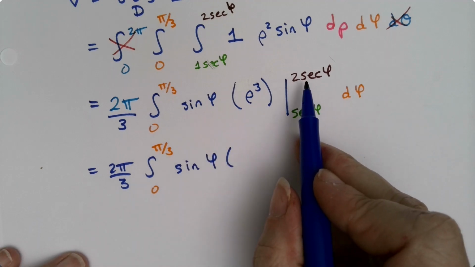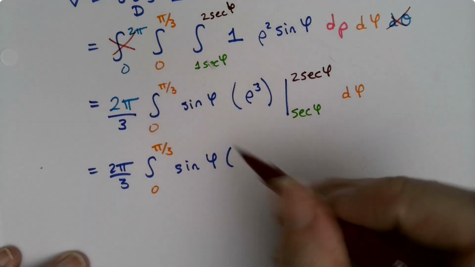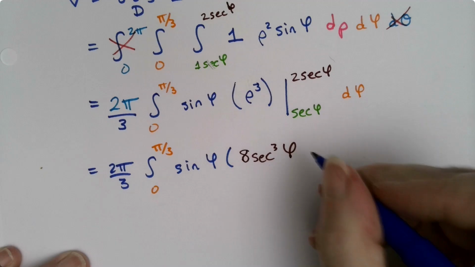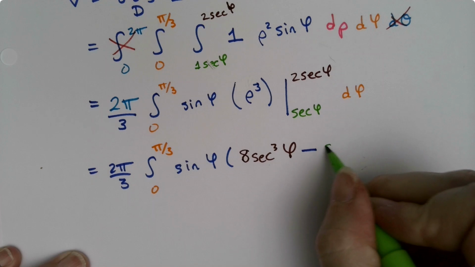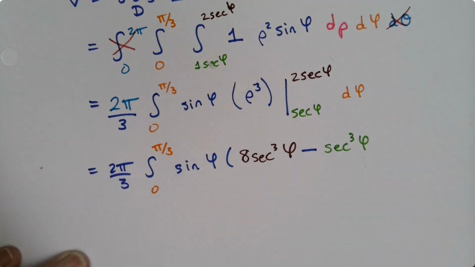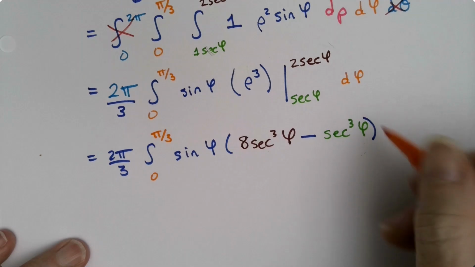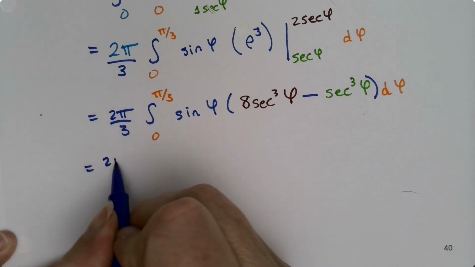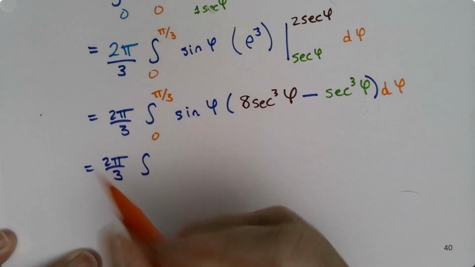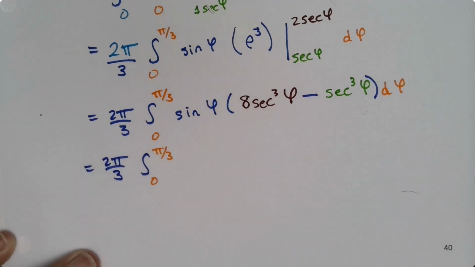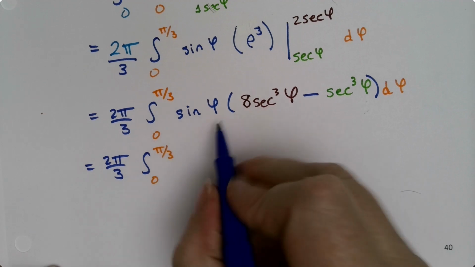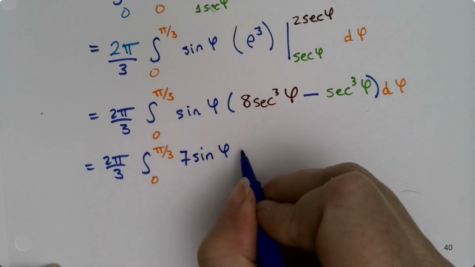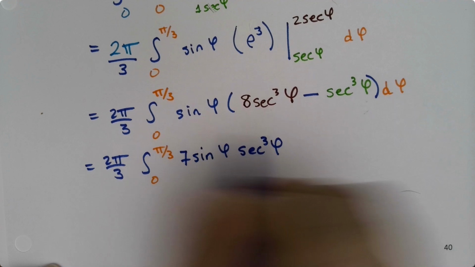2 cubed would be 8. So it'll be 8 secant cubed of phi minus secant cubed of phi. And those are like terms. So we could make our lives a little bit easier by saying that is 2 pi over 3 integral from 0 to pi over 3. It doesn't really matter because we're going to stick this in Maple anyway. So this is 7. So sine of phi, I'm going to put 7 out in front, and secant cubed of phi, d phi.